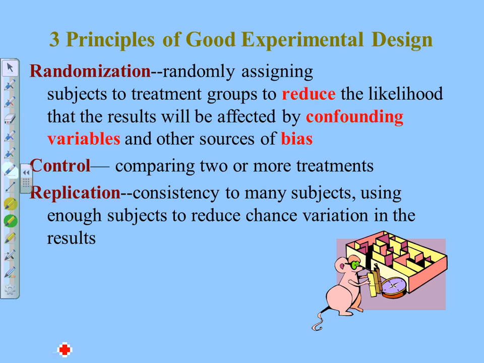The key to randomization is to reduce effects by confounding variables, which could produce bias. Now, we should remember confounding variables. We talked about it last unit. Confounding variables are those variables that are kind of hidden in the background of your study that probably have affected your results in some way.